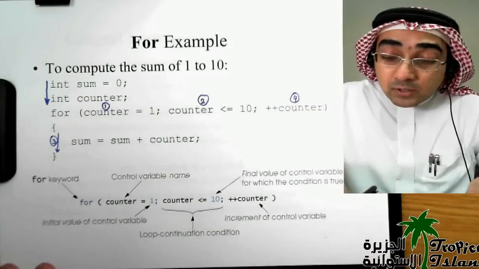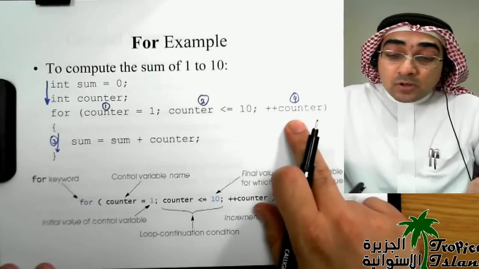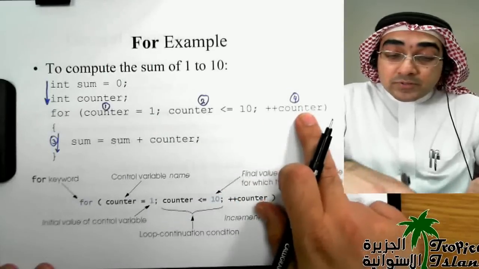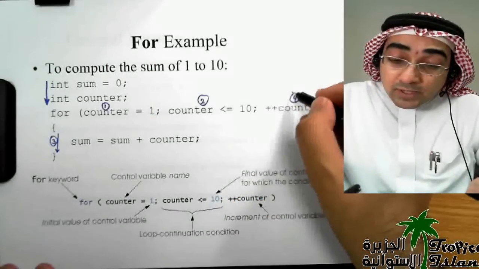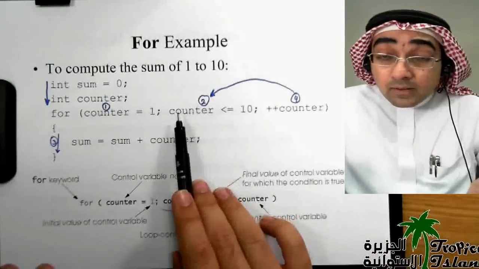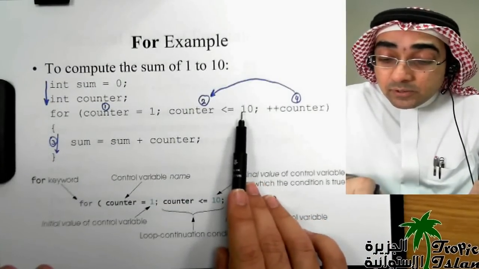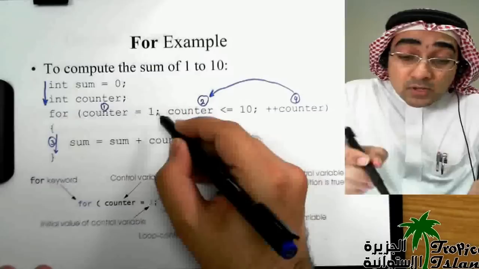So the counter is going to be incremented by 1 over here. I have plus plus counter, so I'm going to increment the value of counter. It was 1, it will become 2. Then I'm going to go back to step number 2 and check counter less than or equal to 10. Is 2 less than or equal to 10? Yes, so I'm going to go back over here.